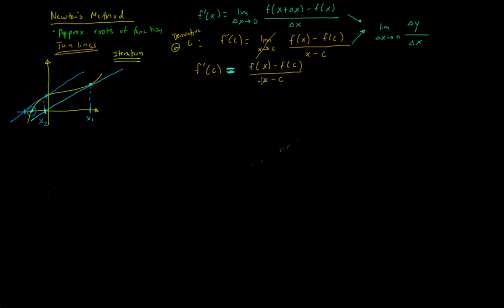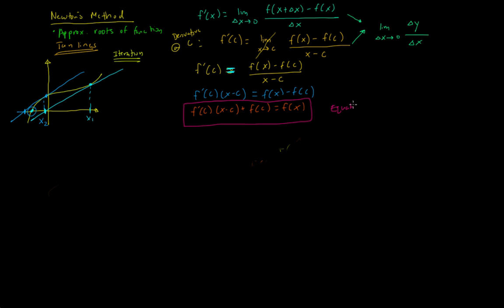And if we multiply both sides by x minus c, so f prime of c times x minus c, then the x minus c here cancels out and we get f of x minus f of c. And we add the f of c to both sides. It would become f prime of c times x minus c plus f of c is equal to f of x. And this equation we should all recognize, because that's the equation of a tangent line.